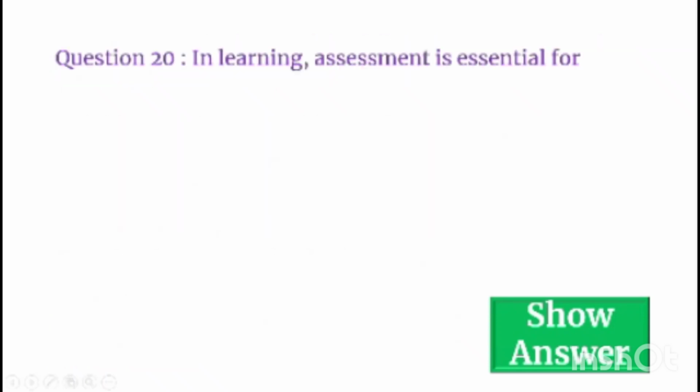Question number 20. In learning, assessment is essential for what? A, grades and marks. B, screening test.